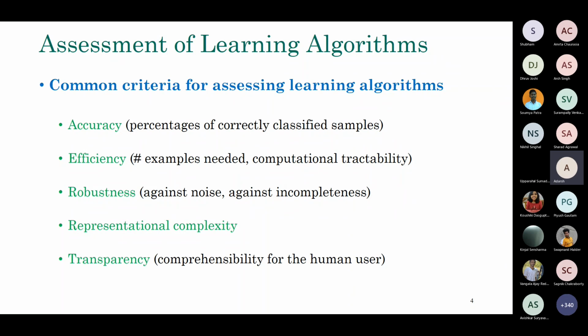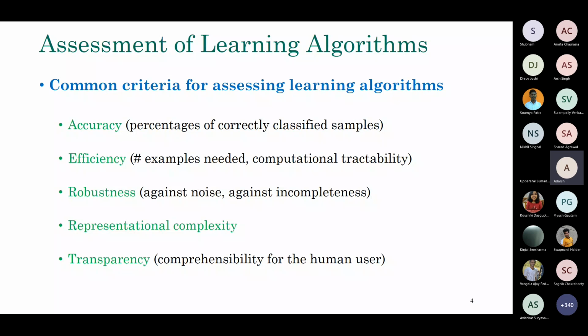Another interesting thing is transparency. Of late, this is one of the most interesting research topics: comprehensibility for the human user. Most machine learning models are non-transparent, in the sense that it is difficult to tell why a particular thing is happening the way it is happening. In some safety-critical applications, for example in healthcare, aircraft flying or automated driving, where safety is absolutely important, it's difficult to apply machine learning algorithms.